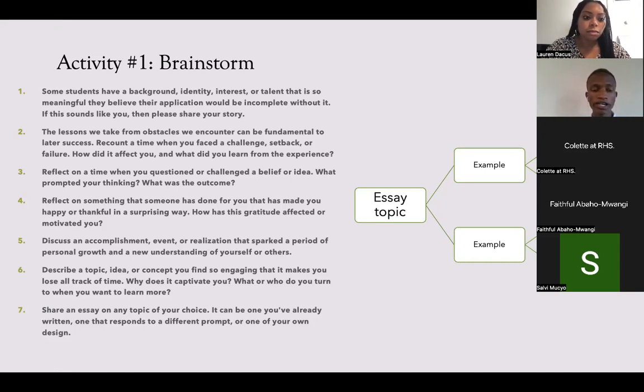I chose to go with the 5th point, something like an accomplishment or event or a realization that sparked a period of personal growth and a new understanding of myself. This was back in 2019 to 2020 when I started writing. I wanted to be a screenwriter, a good screenwriter, but my family couldn't understand me, so they didn't support me, they didn't help me. I was living with my sister and her husband, and my phone was always ringing, and this was from a family member.